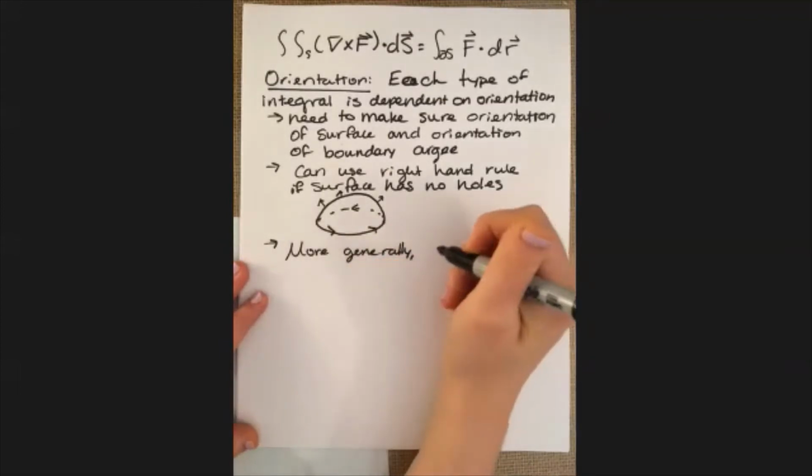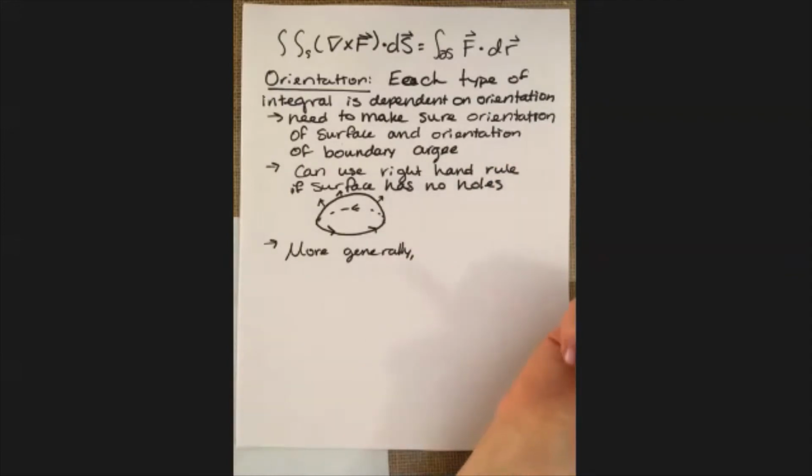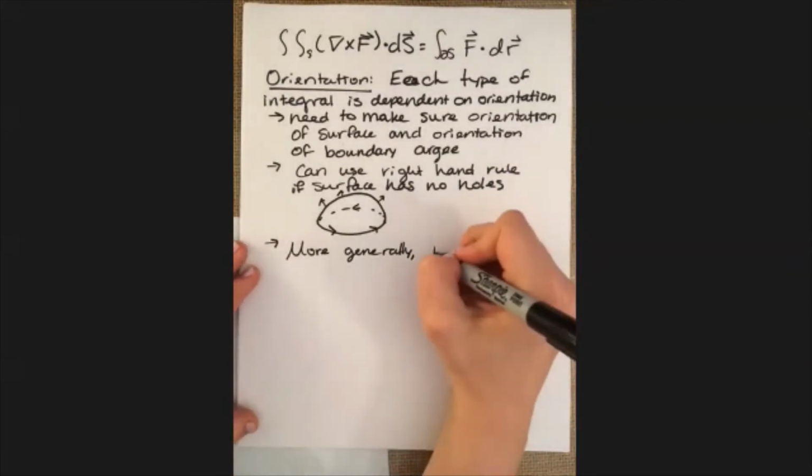But in the more general case, when maybe you do have holes in your surface, a lot of people really like to imagine walking along the boundary, and whenever you're walking along the boundary, you want to make sure that you keep your surface to the left-hand side of you.